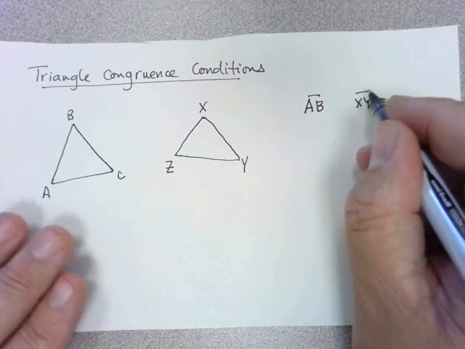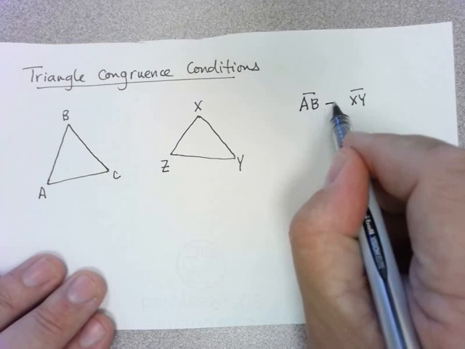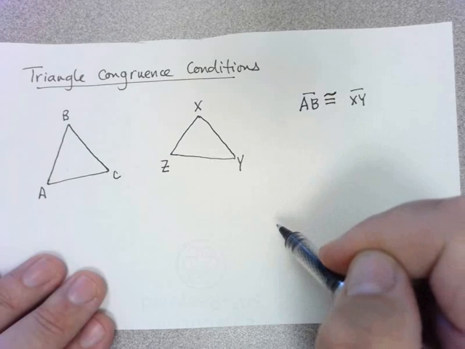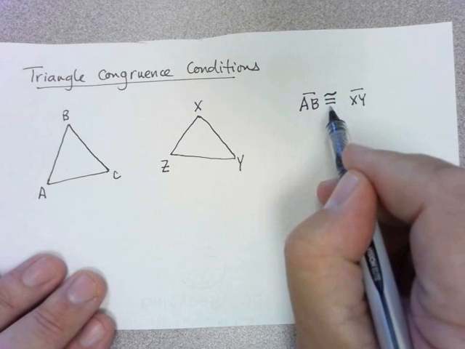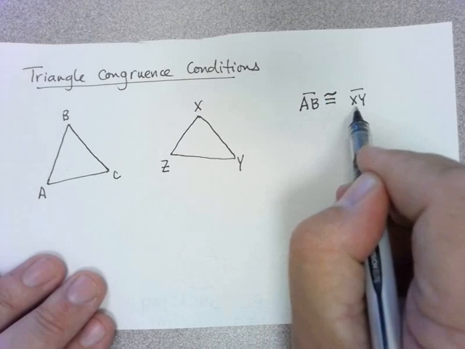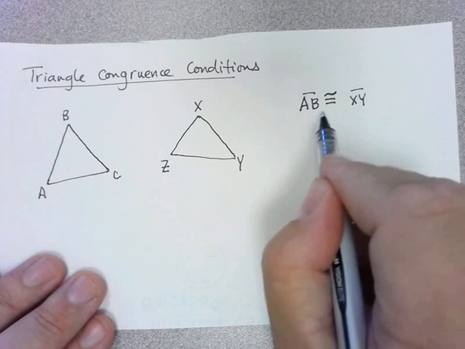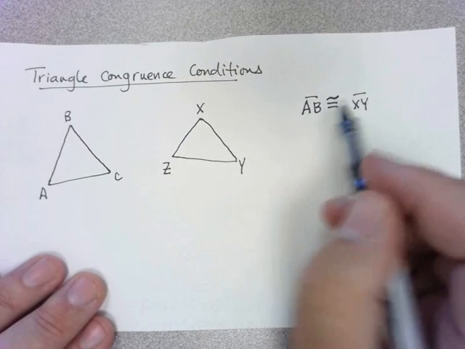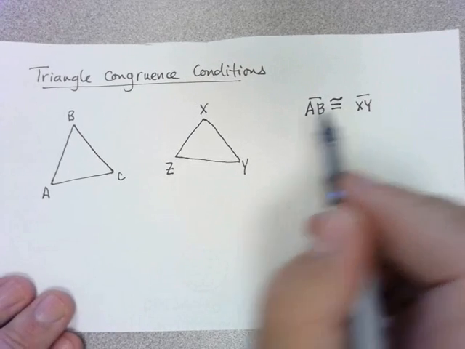So we name the segments, and then between them we put the symbol for congruence. And that's an equal sign with a little tilde or twiddle above it like that. This is the symbol for congruence, and this statement is read, line segment AB is congruent to line segment XY, or more simply, AB is congruent to XY, because the context will tell me that I'm dealing with line segments here. This is how we write it out when we're writing proofs.